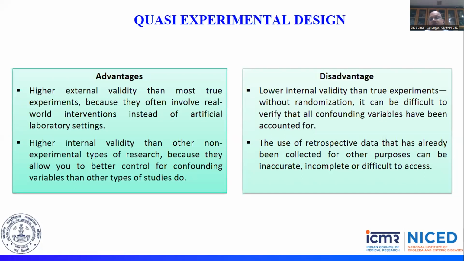Randomness is lost in quasi experiment, but it has higher internal validity than other non-experimental types of research because they allow you to better control for confounding variables than the type of study we do. And a disadvantage is that the use of retrospective data that has already been collected for other purposes can be inaccurate, incomplete, or difficult to access. And there may be other kinds of biases like recall and everything.